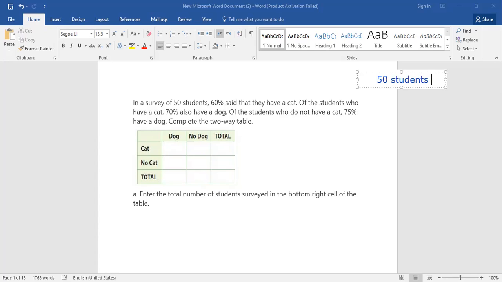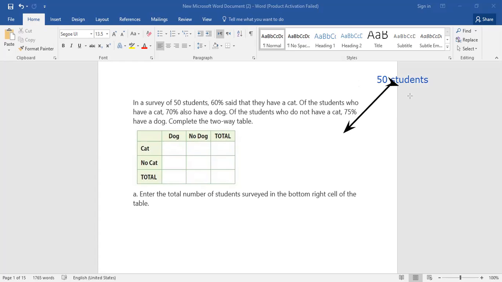50 students. In 50 students, he said that 60% said that they have a cat, which means I can divide my answer into two parts.